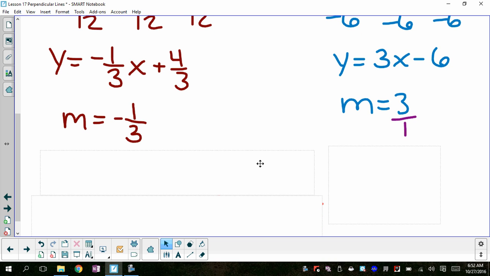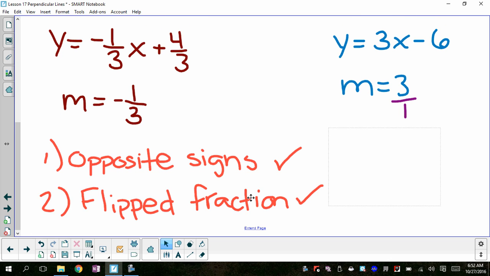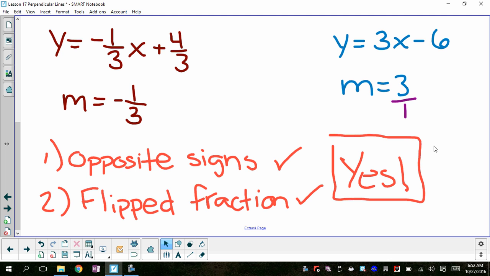So when we compare them, we see that they do have opposite signs. I have a negative here and a positive on this side. And they are flipped fractions. They're reciprocals of each other, 1 over 3 and 3 over 1. So these are two perpendicular lines. That means if we graph them, they intersect and they make right angles.